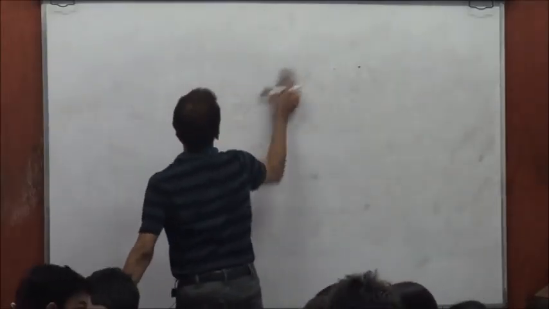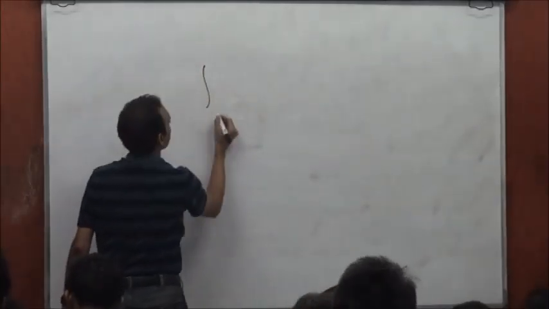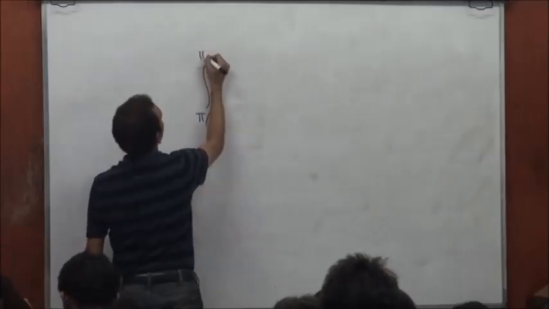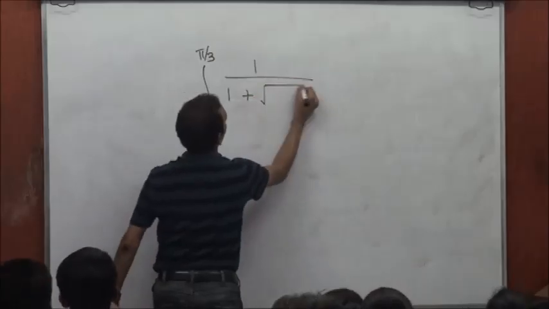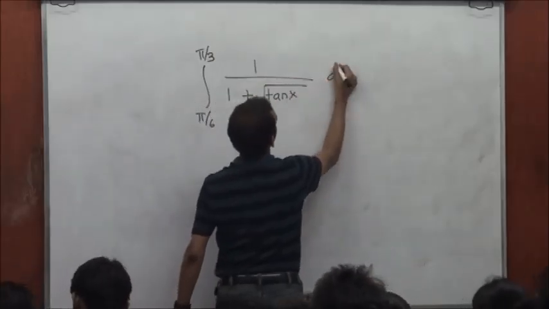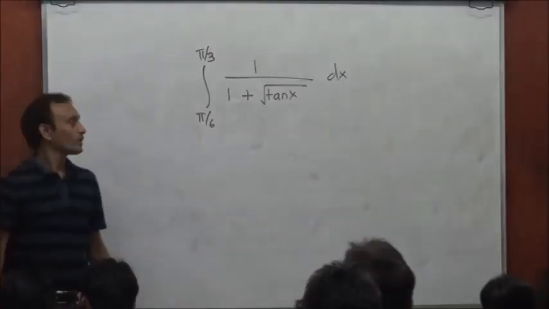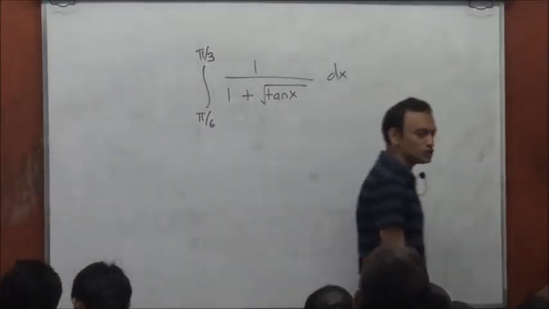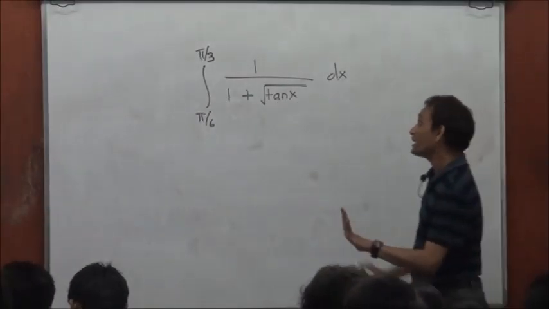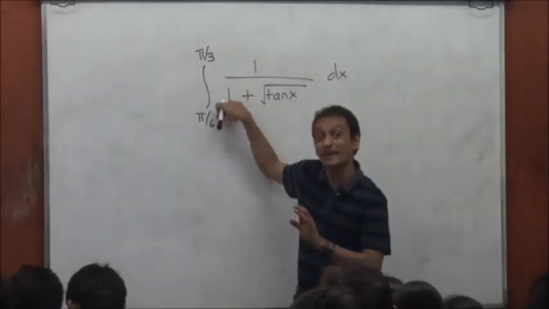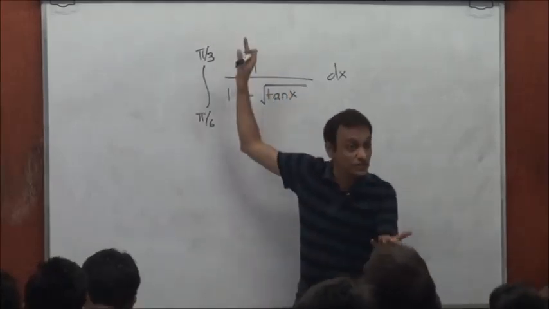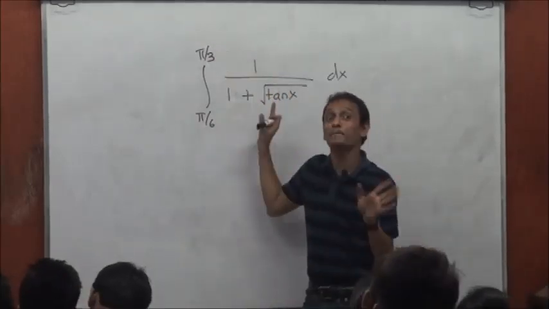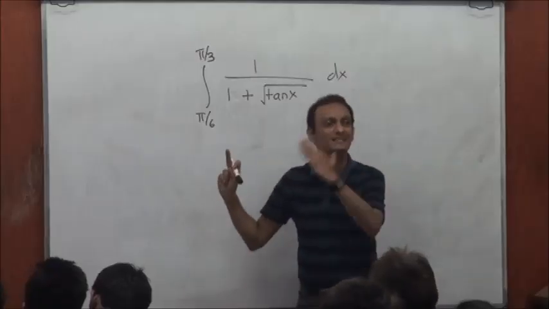Now suppose I have the integral pi by 6 to pi by 3, 1 by 1 plus root tan x dx, right? To be f of a plus b minus x. Realize that in this case a plus b is 90. Pi by 6 plus pi by 3 is pi by 2, right? But pi by 2 minus x. A plus b minus x, that property.